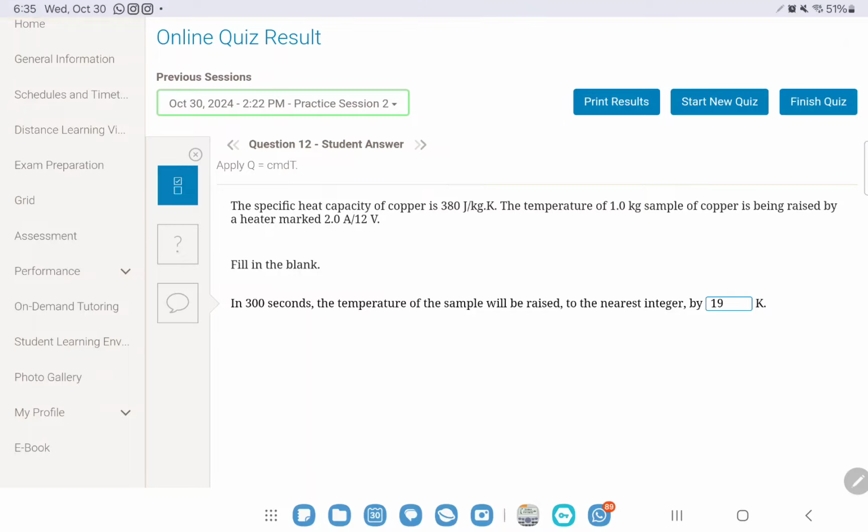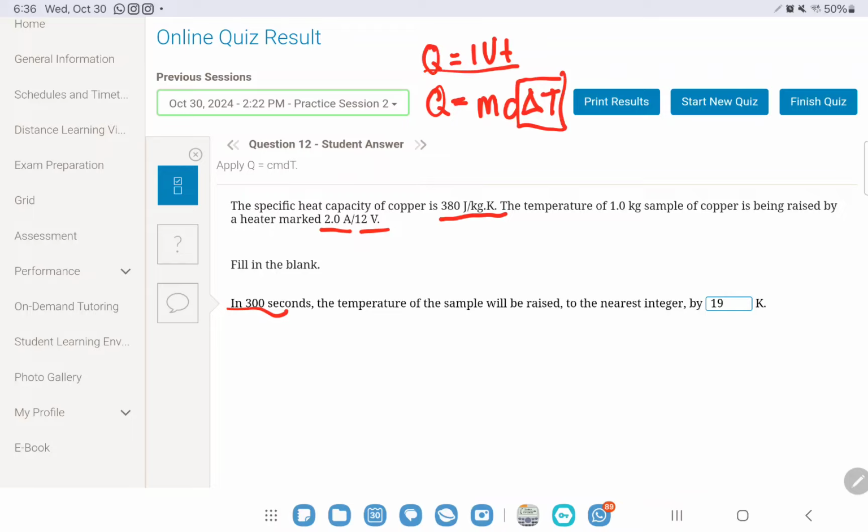Moving on. Okay. The specific heat capacity of copper is this. The temperature of 1 kilogram of copper is being raised by a heater marked this and this in 300 seconds. The temperature of the sample will be raised by, we need to find delta T. So again, we have 2 equations to use: Q equals IVT and Q equals MC delta T. What we need to find is delta T. We have everything else. So let's start with this to find Q. So IVT is 2 times 12 times 300.